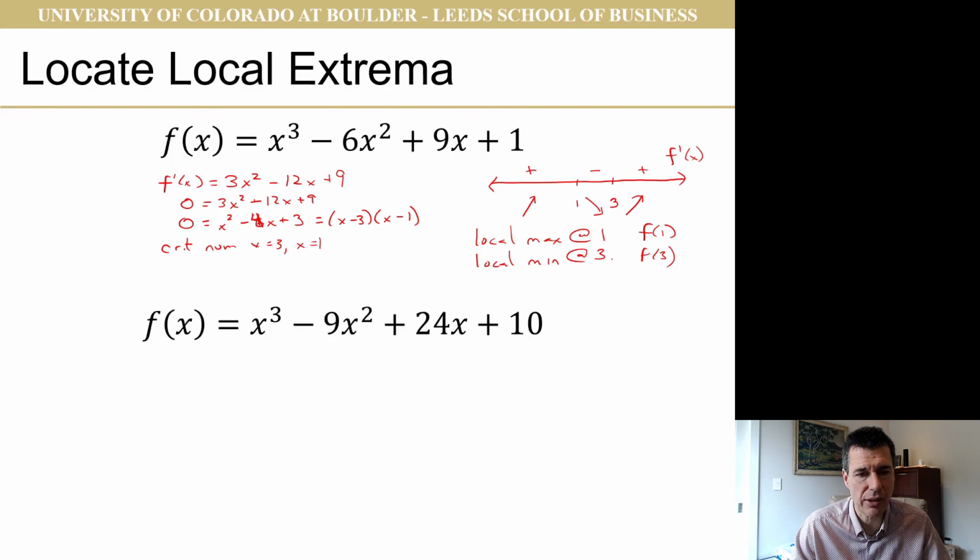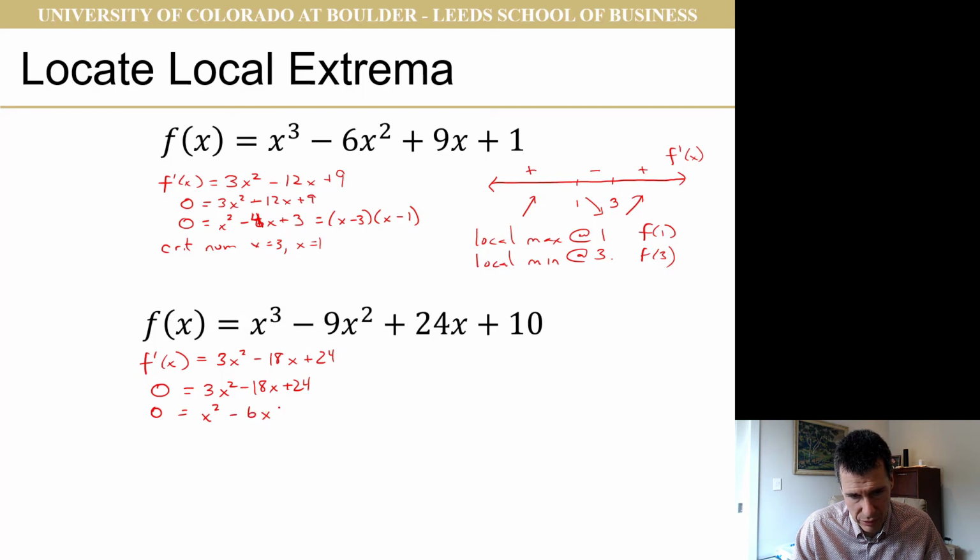Okay, here's another function. F of x equals x cubed minus 9x squared plus 24x plus 10. Take the derivative. Find the critical numbers. F prime of x equals 3x squared minus 18x plus 24. Set it to 0 to find the critical numbers. 3x squared minus 18x plus 24. Divide both sides by 3. X squared minus 6x plus 8. Let's look for a second. I think I can see that. So that's going to be x minus 4 times x minus 2. So we have critical numbers at x equals 4 and x equals 2.